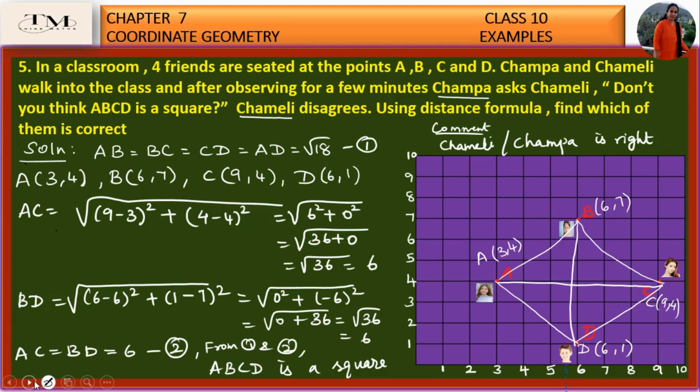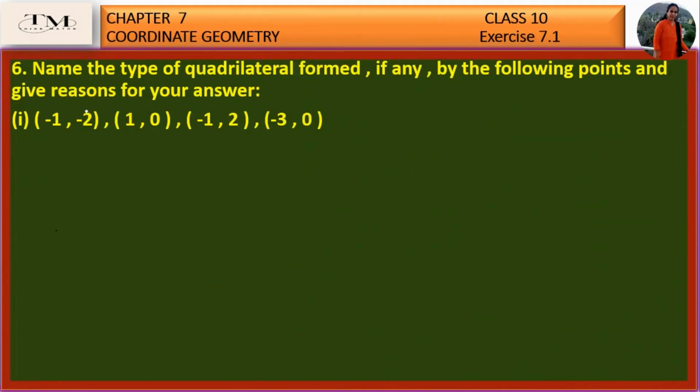So moving on to the next question. Sixth one. Name the type of quadrilateral formed, if any, by the following points and give reasons for your answer. So there are 4 coordinates. So we have to find out the type of quadrilateral. So for this we have to check all sides are equal and their diagonals are equal or not. Okay. So first part, here we will name the points as A of minus 1 comma minus 2, B of 1 comma 0, C of minus 1 comma 2 and D of minus 3 comma 0.